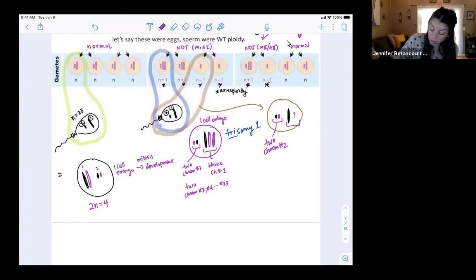Uh-oh. You have one chromosome number 1. That's not a good situation because you need both chromosomes. Chromosomes have thousands of genes. You're like, yeah, well, there's one there. I know, but we need both chromosomes.